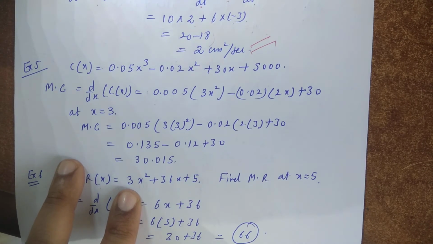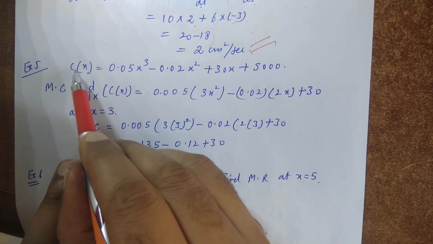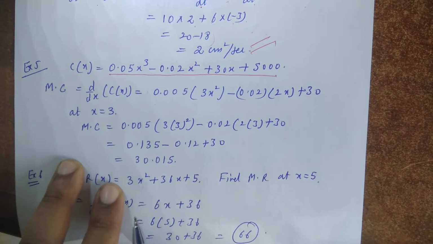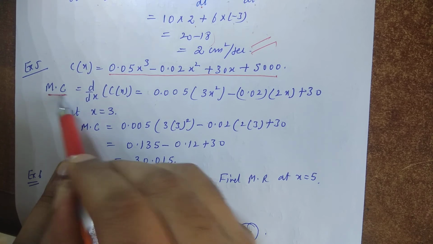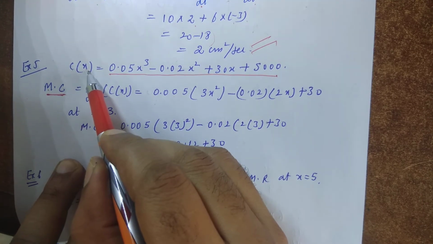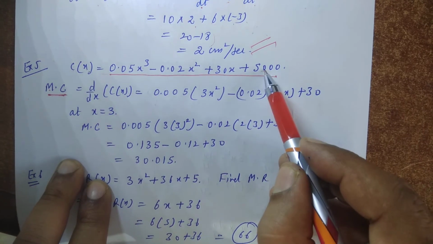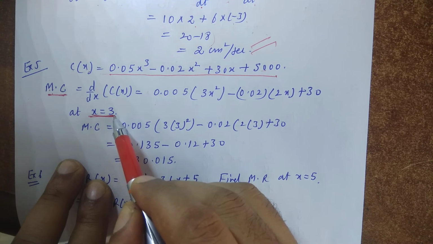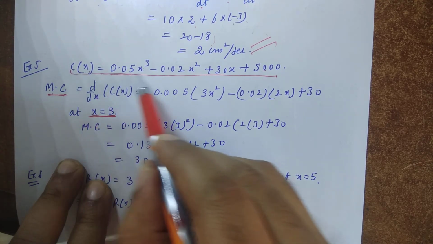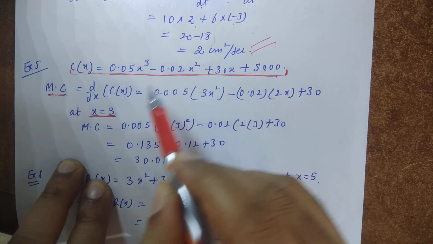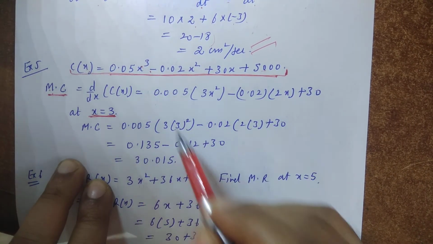Now example 5, he's saying the total cost, this is C of x, is given by this function, and I have to find out the marginal cost. The formula to find the marginal cost is the derivative of the total cost. So the total cost is given. I have to find out the marginal cost at x equal to 3. So first I will find the derivative of this function. After that, I will substitute the value of x as 3 in the function and get the answer.